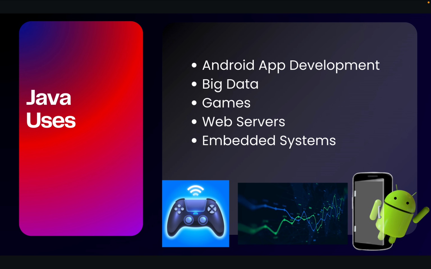So, what are some uses? Java is used in Android app development along with another programming language called Kotlin. It's also used for big data, video games, web servers, and embedded systems, which are devices and robots and things of that nature. There are a lot of uses. As I stated, Java is very complex and it offers a lot of development opportunities to developers.